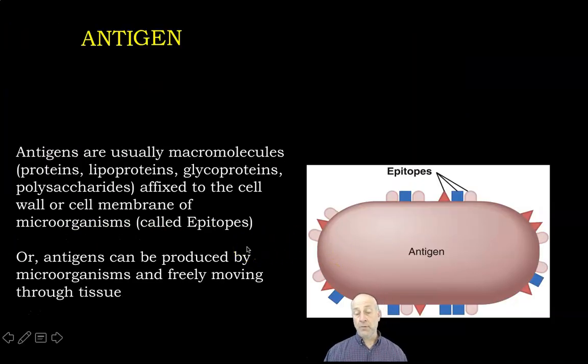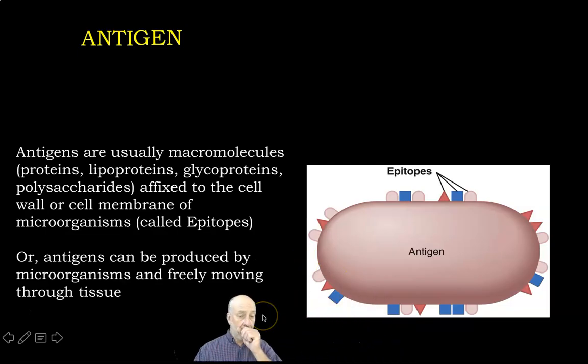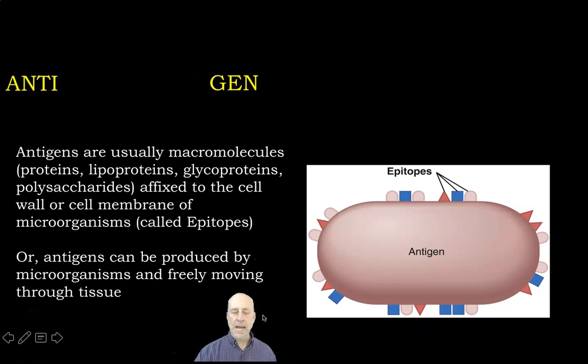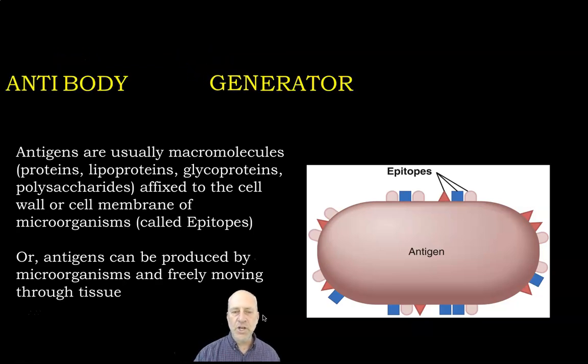An antigen, we throw this word around all the time. What is an antigen? If you break it apart, it breaks into two parts: antibody generator. So an antigen is something that generates an antibody. They're usually some sort of macromolecule, proteins or lipids, but more likely glycoproteins, glycolipids or lipoproteins. What is that? A lipid combined with a protein. What's a glycoprotein? A sugar combined with a protein, complex macromolecules.